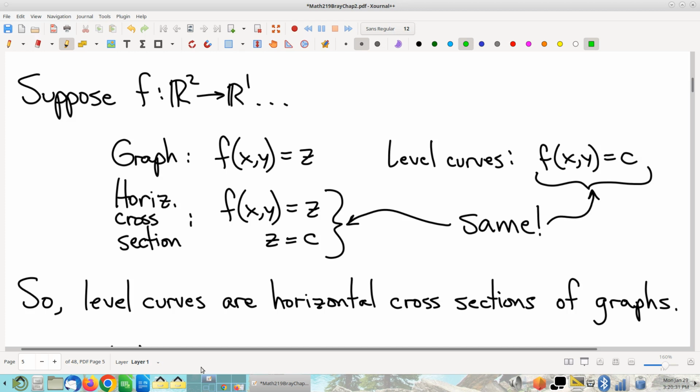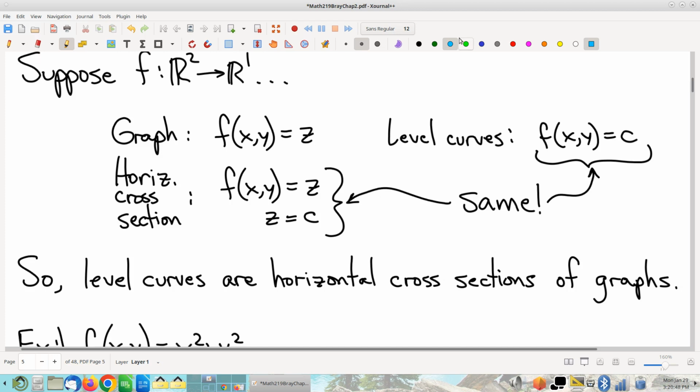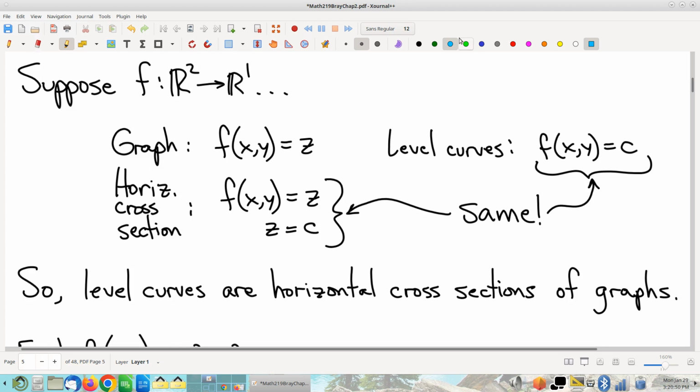Because they both are pictures that help us understand the same given function, it's not terribly surprising that they might have something in common with each other. Now, they are very, very different, but they do have something in common. And it's as follows. Notice that if I have a function from R2 to R1, I can talk about a level set by setting that function equal to a constant. Right? There's a level set of our function f.